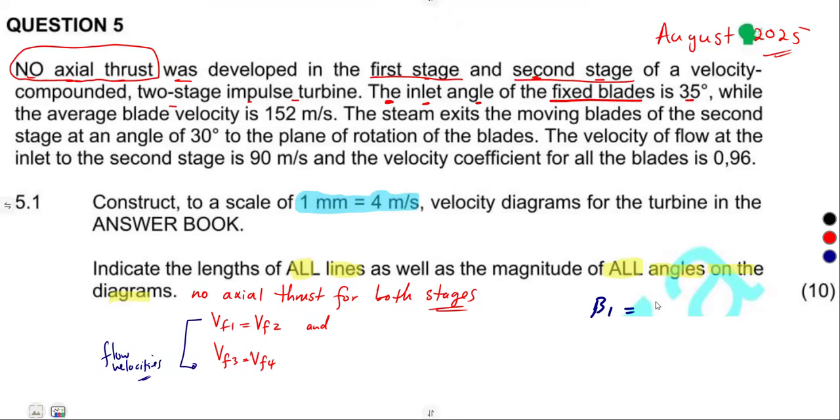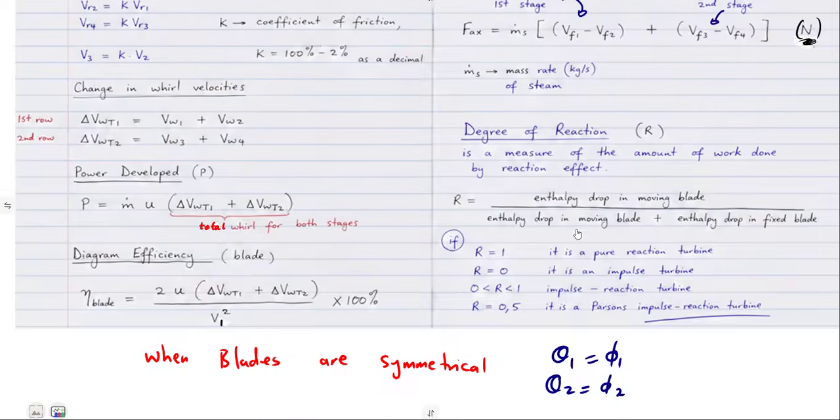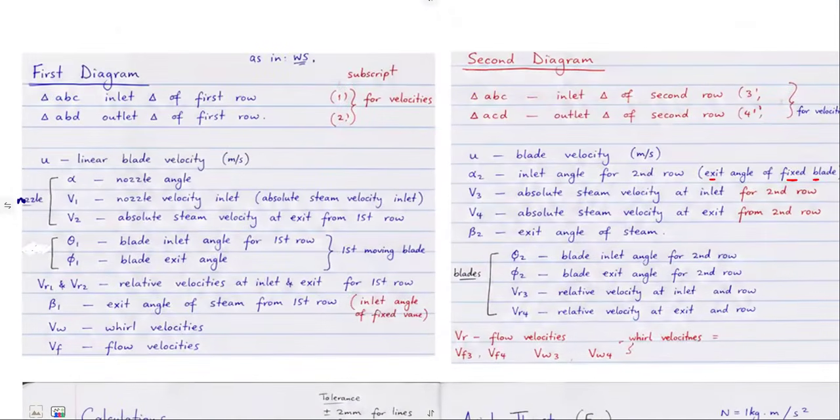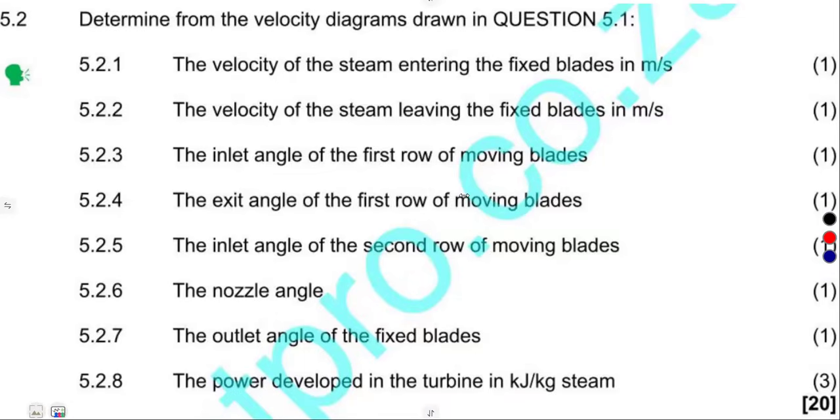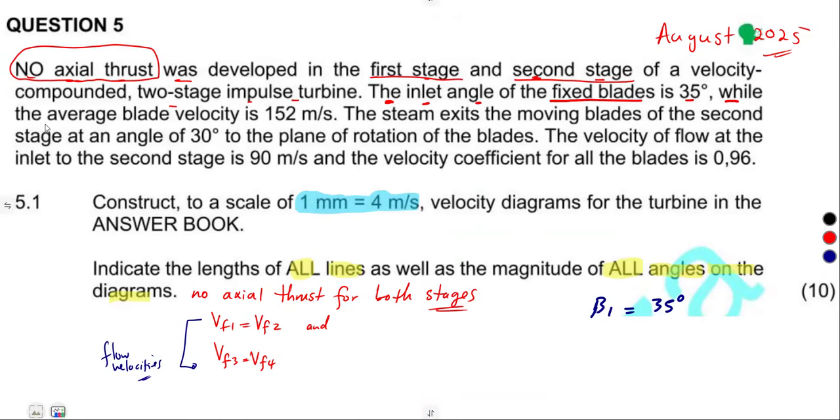That's our beta 1, which is 35 degrees. Remember, our beta 1 from the first diagram is the exit angle of steam from the first row, which is very true, but it also represents the same thing as the inlet angle of the fixed blade on that part. So that's our beta 1. That is what we are given on that part. And the average blade velocity U is given as 152 meters per second.